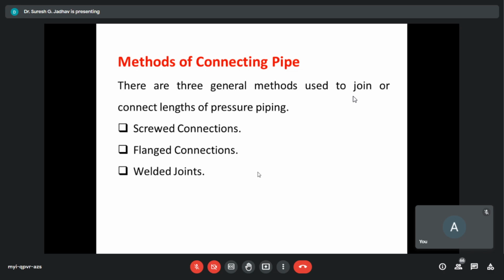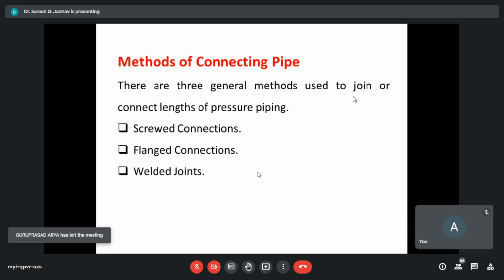Gaskets are made of comparatively soft materials. So here we can use soft materials to manufacture the gaskets, which, when the flange connection is tightened, will fill in any small depressions in the flange face and thus prevent leakage. So that is the flange connection method.